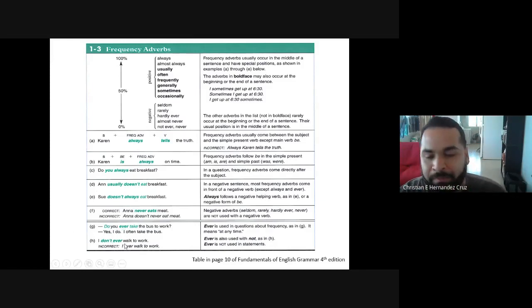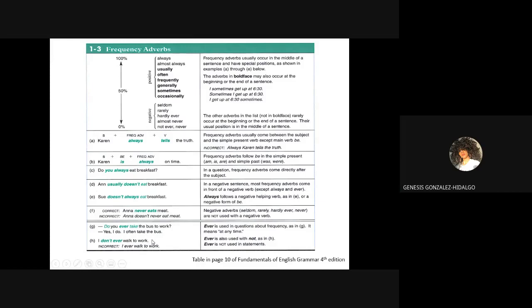Me estabas preguntando about ever. So ever automáticamente es positivo. Al ponerle el don't, entonces se convierte en negativo. I don't know if that answers your question because I'm not sure I understood it. Ok, ever es positivo. Sí. Pero no dice ahí que están los negativos arriba.